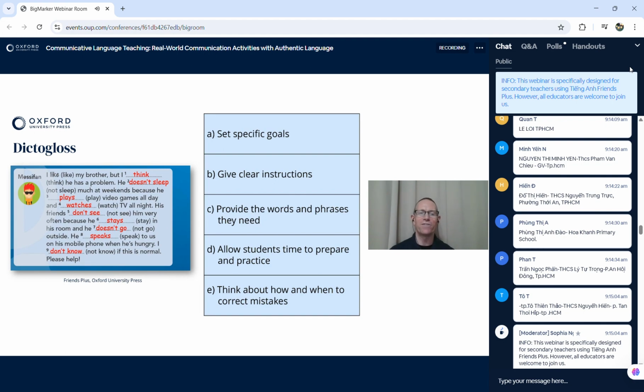And it can be really funny depending on the reading passage that you're using. Here we were looking at a problem that a teenager has with using technology too much. So again, it's useful for digital literacies. If you have a short reading passage with a funny story as well, that can be a great way to use Dictogloss.